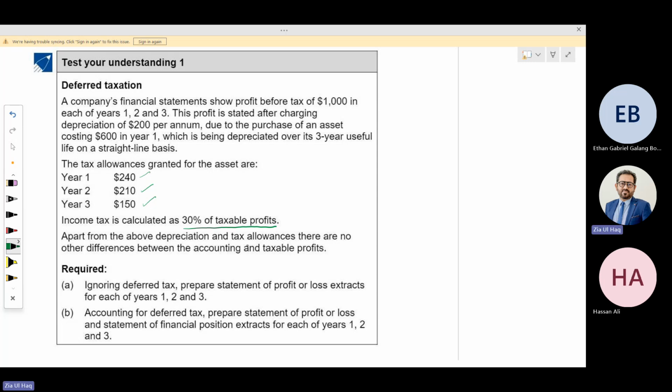Apart from the above depreciation and tax allowance, there are no other differences between the accounting and taxable profit. There is only one issue due to which the taxable profit could be different. Ignore deferred tax. Prepare statement of profit or loss extract for each of year 1, 2, and 3. Ignoring deferred tax, can you prepare this?